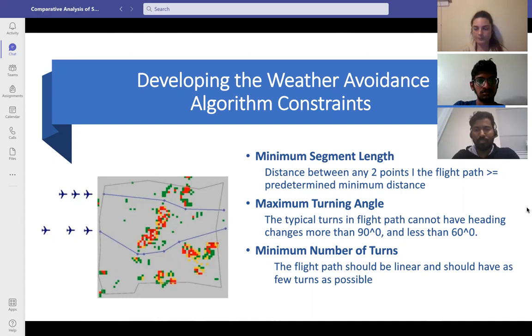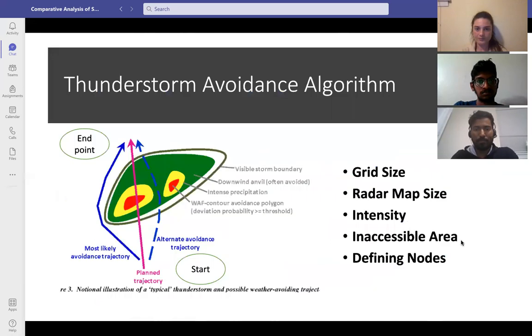Then they go to turning angles. There are two things to consider here. The turning angle should not be more than 90 degrees and should not be less than 60 degrees, so it should be between 60 and 90 degrees. They will also look at the number of turns, so how many turns the flight is going to take to reach the shortest path with the minimum time. That will be the end solution for the algorithm. We'll go to the next slide.